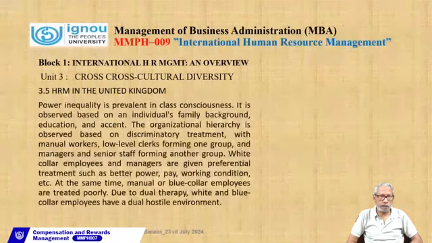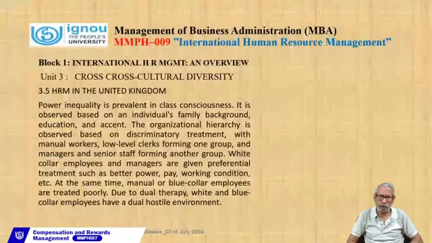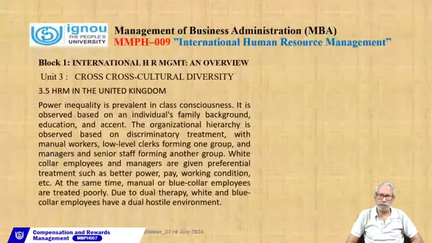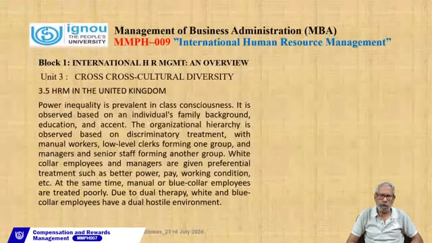The power inequality is observed based on the individual's family background, because there are still some royal families and their education they are considering. So their culture is still there. Organizational hierarchy is observed based on discriminatory treatment. Some discrimination is there, with the manual workers and low-level clerks forming one group, and the managers and the senior staff forming another group. That type of grouping exists.